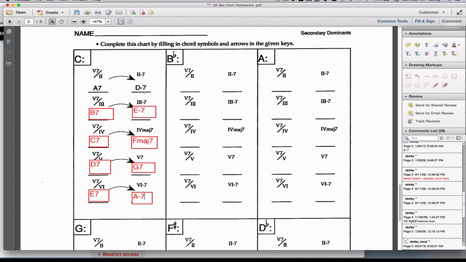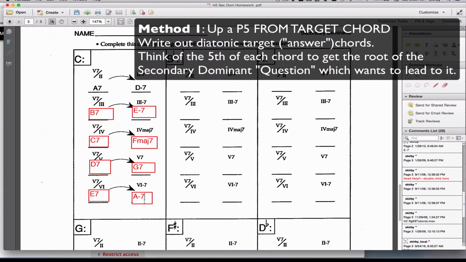So, two methods, once again, just to sum up. You could write out all your diatonic targets and then think of the fifth of each to generate the secondary dominants. Or you could just find V7 of II.